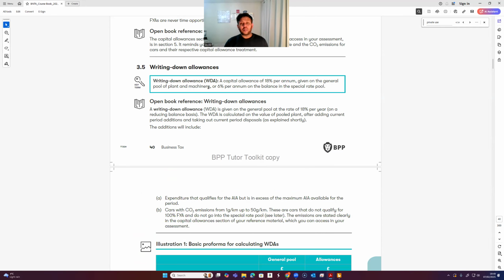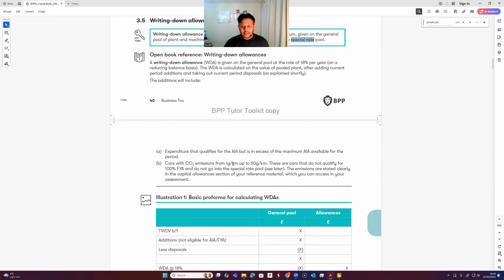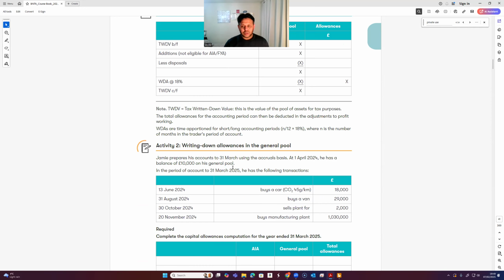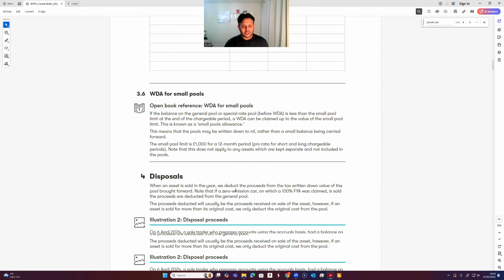The next one is the common allowance, WDA, writing down allowance. This one we give 18% per year if we have plant and machinery, and 6% for the special rate pool. What is the special rate pool? More than 50 grams of CO2. All right, so let's have a look at the next one. The next one we have is an important point here.